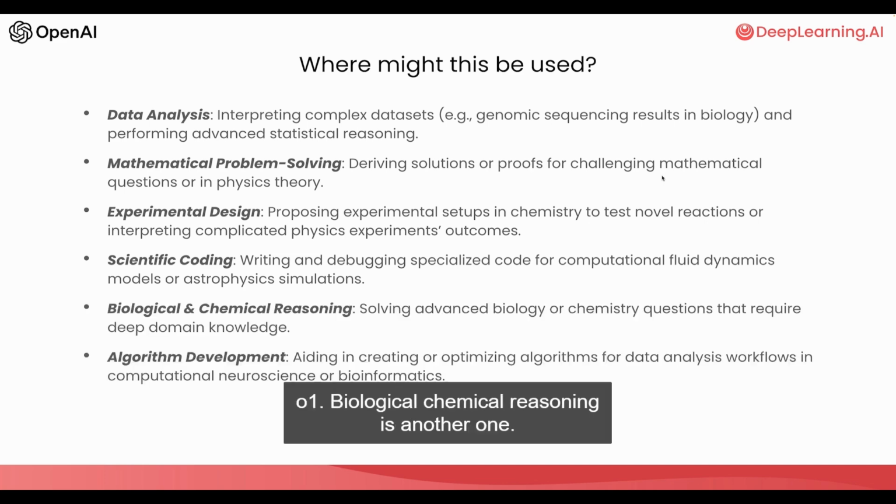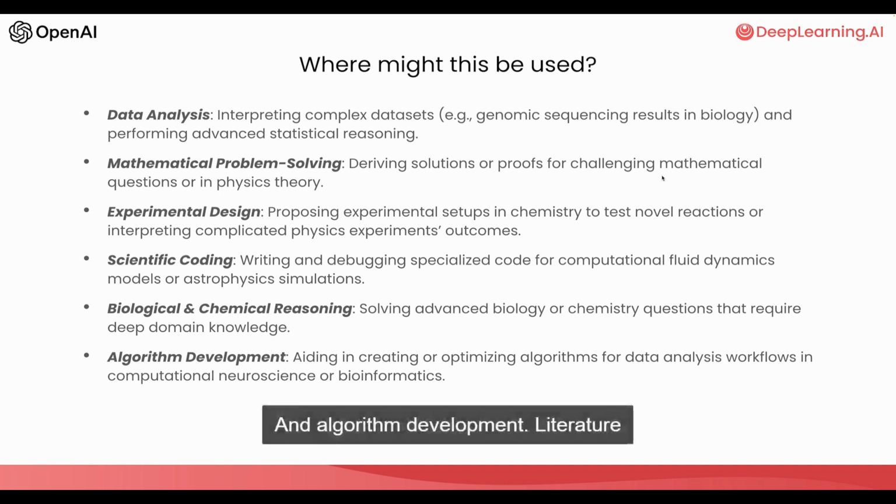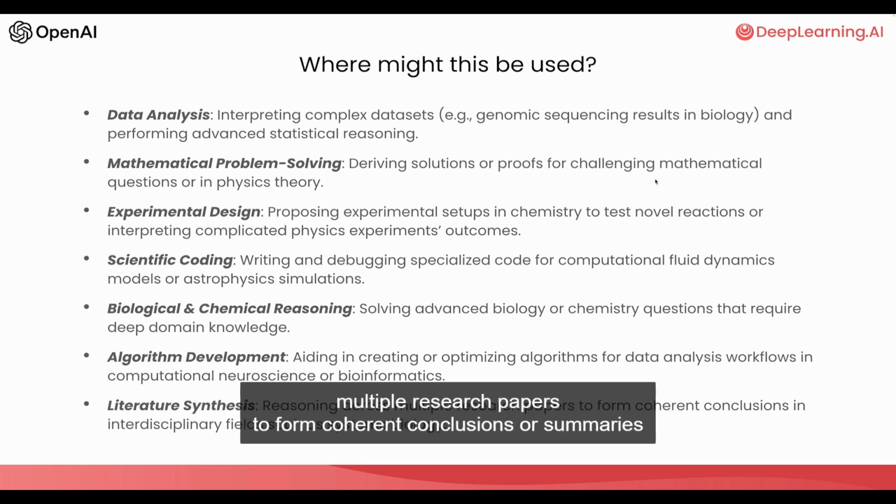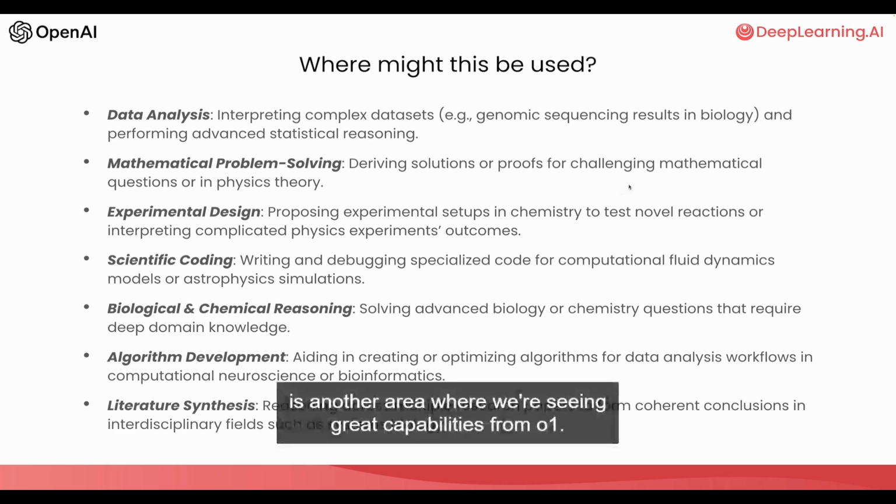Biological and chemical reasoning is another one, and algorithm development. Literature synthesis is the last one that I want to highlight here, where reasoning across multiple research papers to form coherent conclusions or summaries is another area where we're seeing great capabilities from O1.